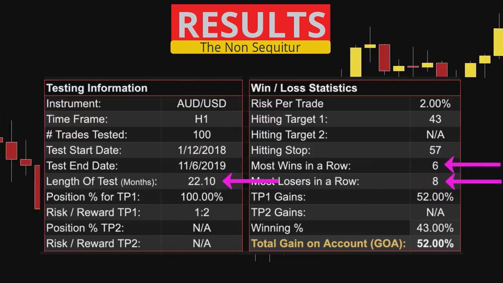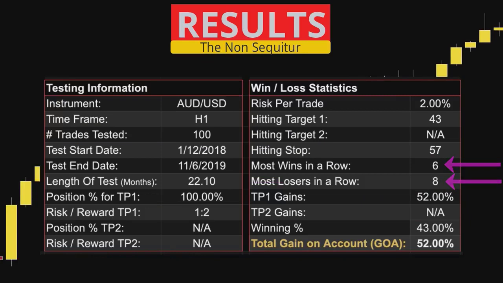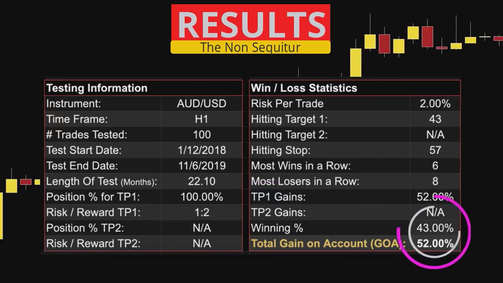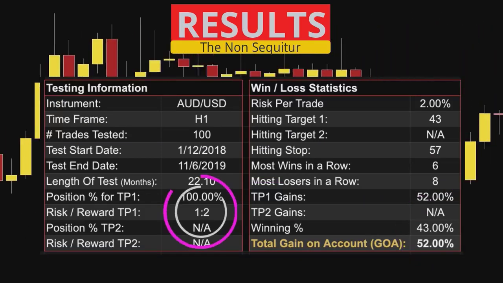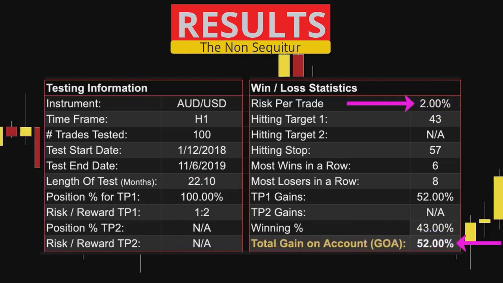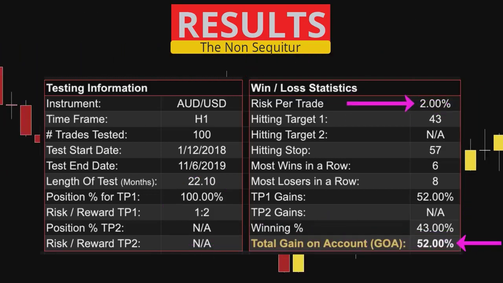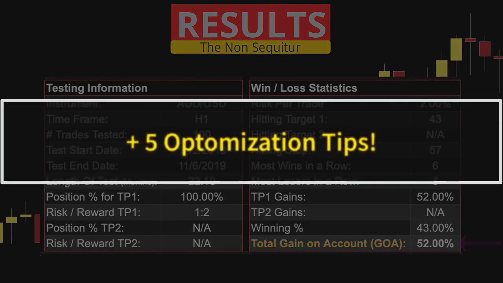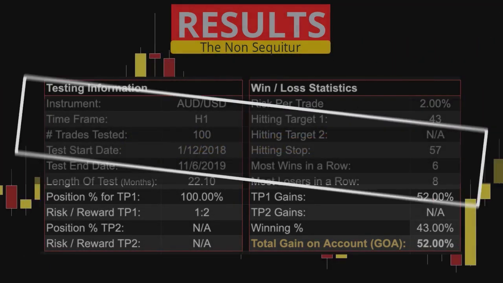Most wins in a row were 6, most consecutive losses turned out to be 8. The winning percentage was 43%, which is not bad for a 1 to 2 risk to reward. If all the trades were taken, risking 2% per entry, the gross gain on account was a healthy 52%. But I have 5 specific ideas on how to make this system better.